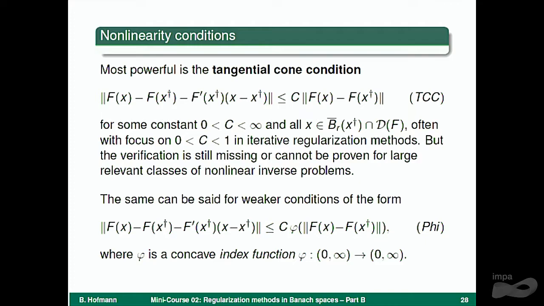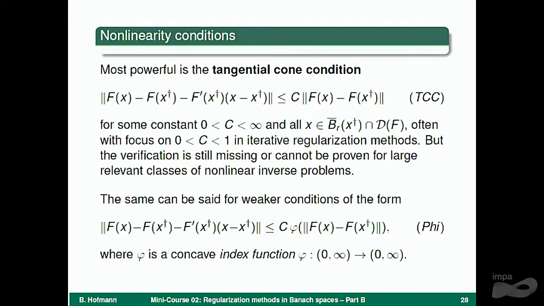Then you can reduce the strength of the tangential cone condition in that way. I call it phi as an index function of condition of tangential cone type, where phi is such a concave index function. And one can work with this. If you have this instead of the tangential cone condition, all the good things which I discussed here do occur. All the good things are satisfied.